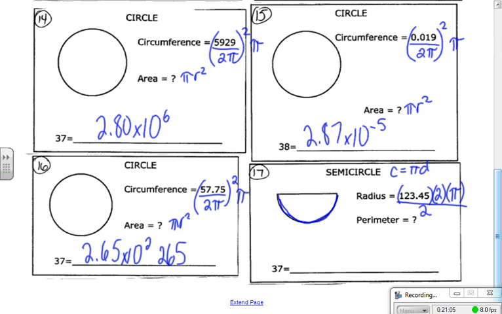But that's not the entire perimeter, is it? We also have this diameter that goes across that we need to add in. So remember, diameter is 2 times the radius. So whatever we got for our answer here, we're going to add to that 2 times 123.45. So you have half the circumference, and then you have to add the diameter across. And you end up with 6.35 times 10 to the second, which is the same as 635.